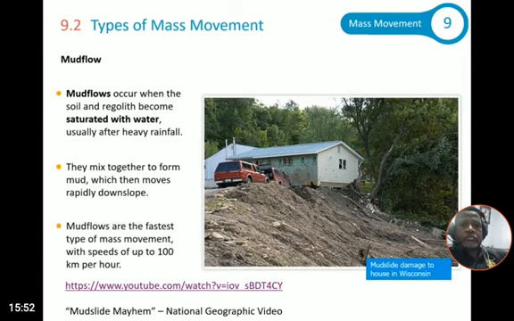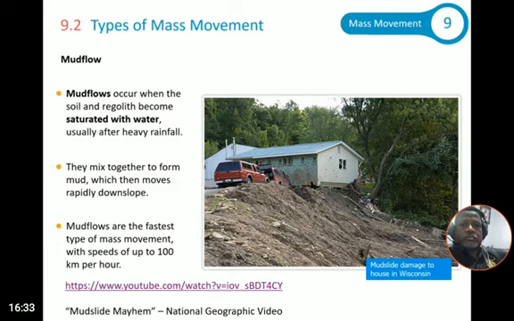The next type of mass movement we have are mudflows. Mudflows are fast movements of mud down a slope, and these may be caused generally after heavy rainfall or by volcanic activity. So the lava from the volcanoes can melt the snow, which then creates a river of mud. And as the third point, it's the fastest type of mass movement, which has speeds of up to 100 kilometers per hour. So think of the maximum speed that you can go down the motorway in your car. Well, the mudflows can travel at the exact same speed.